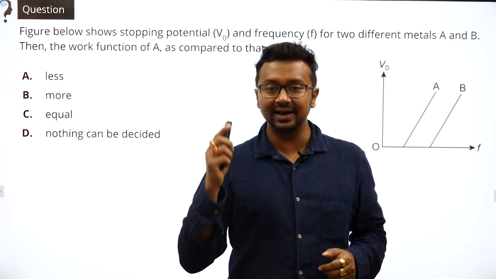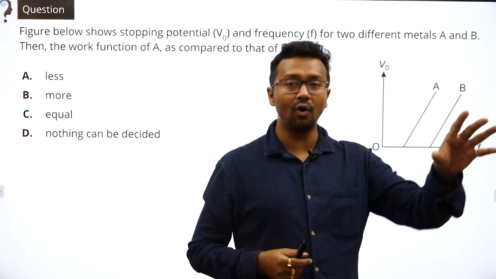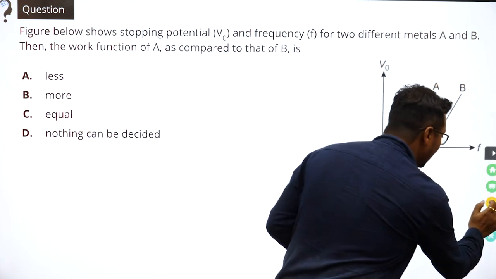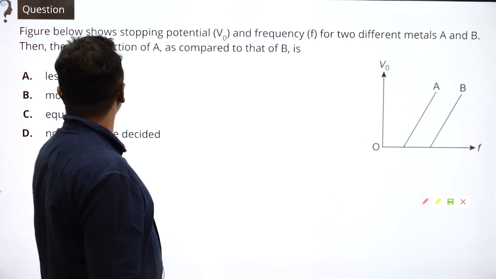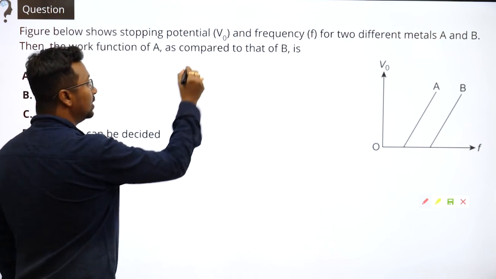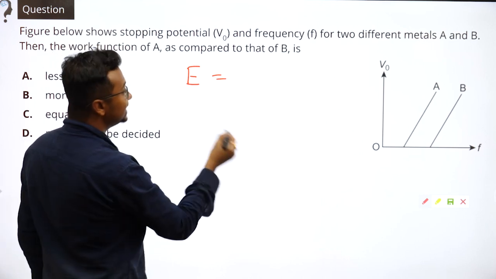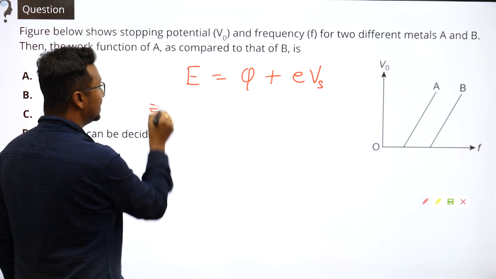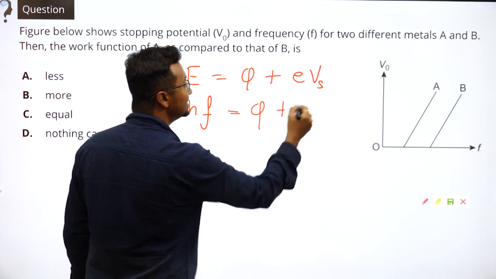All right, fine, let us go ahead to some really interesting questions which are based on graphs and the formula of Einstein's photoelectric equation. Clear? Now this we will spend some time on. They are asking, between A and B, whose work function is going to be greater? For that we will first write: incident energy E is equal to work function plus kinetic energy, which can be written as eVs. Now this can be written as h times frequency equals phi plus eVs.